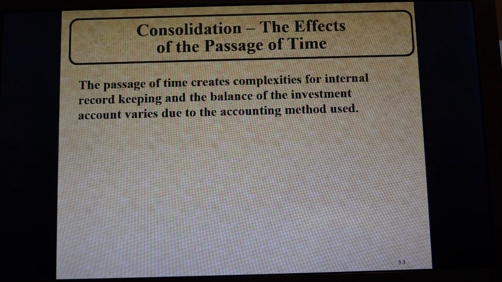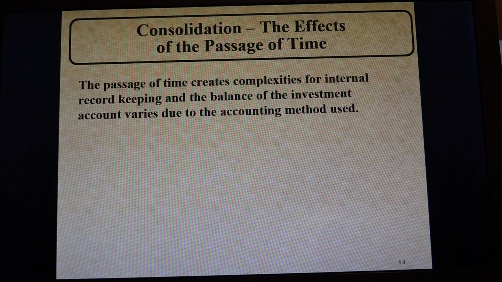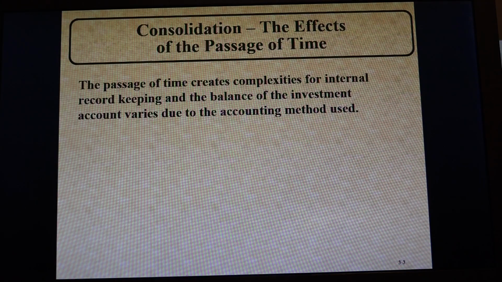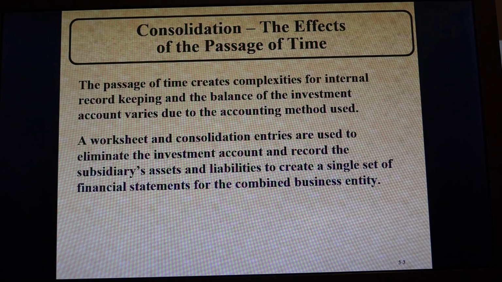It creates complexities for internal record keeping, and the balance of the investment account varies due to the accounting method used. Well, assuming the sub has net income, that's going to change the parent's investment account in the sub. And then, of course, dividends are going to decrease that, especially if you use like the equity method. We'll show 3 methods here.